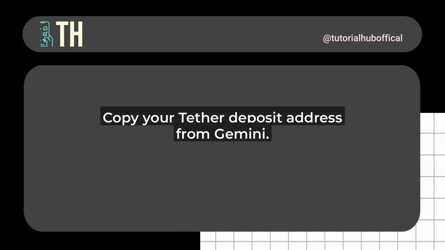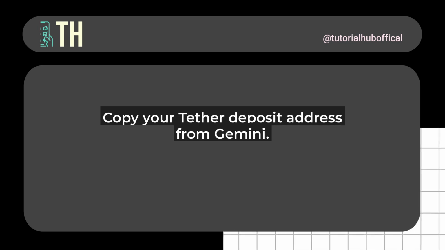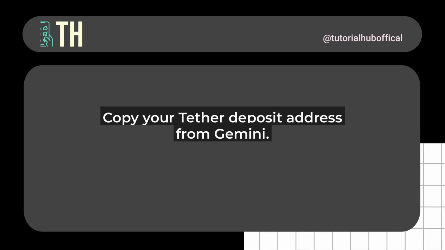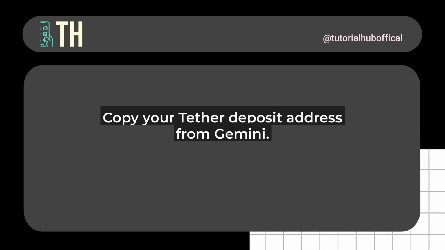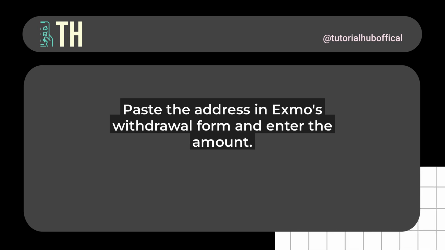So, open a new tab and log into your Gemini account. Go to your wallet, find Tether, and copy the deposit address. Make sure it's for the same network you plan to use. Back in Exmo, paste the Gemini address into the withdrawal form.